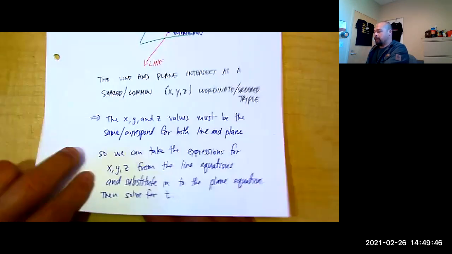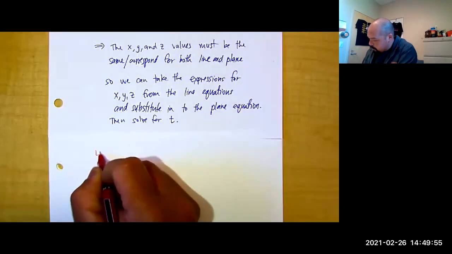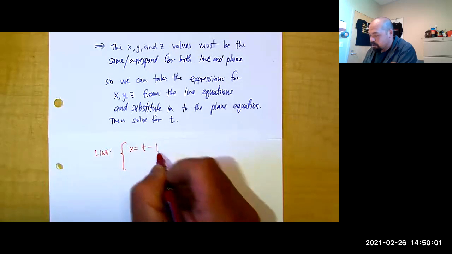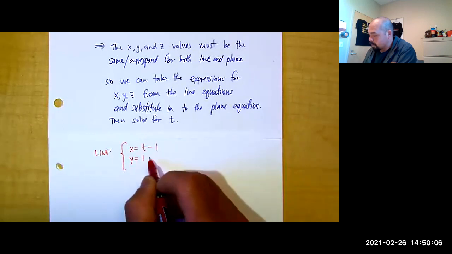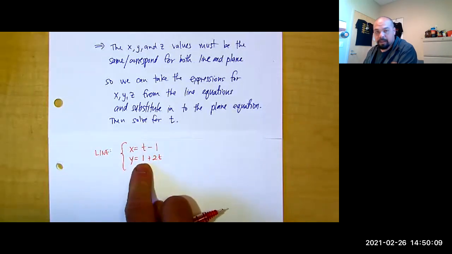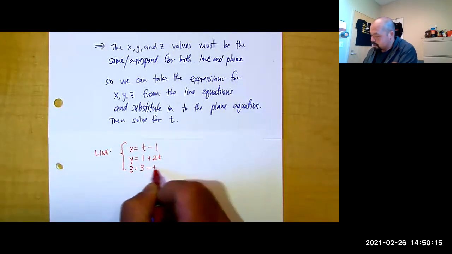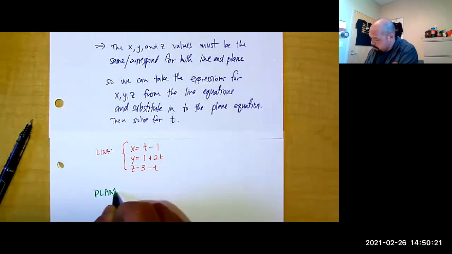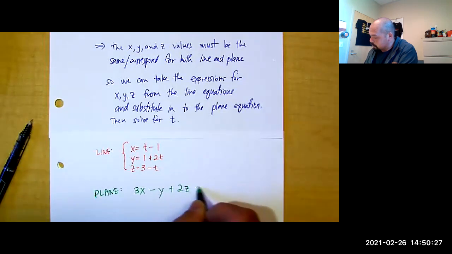Okay, so kind of going back to it, for our line, oops, sorry about that, dropped my pens. For the line, our x was t minus 1 or negative 1 plus t in that more common formal parametric form. This one follows that parametric form, y sub 0 plus b times t, right? 1 plus 2t. And then the z, 3 minus t. For the plane, 3x minus y plus 2z was equal to 5.